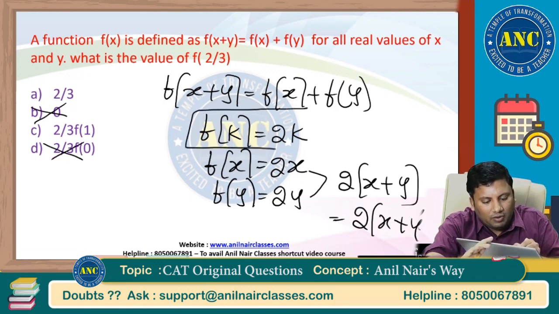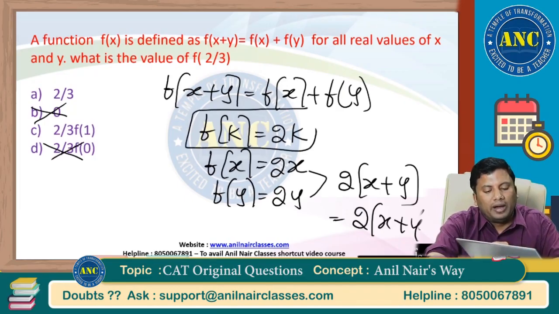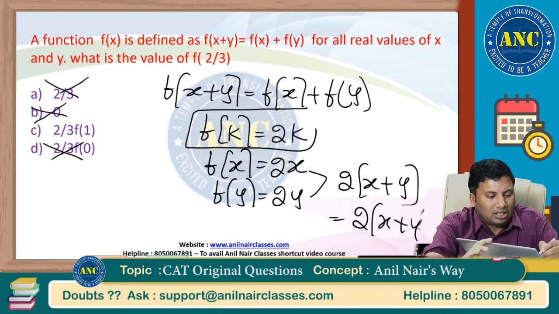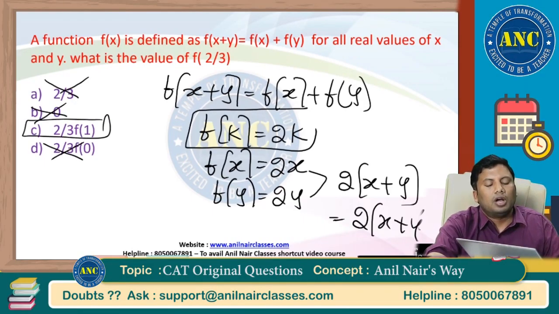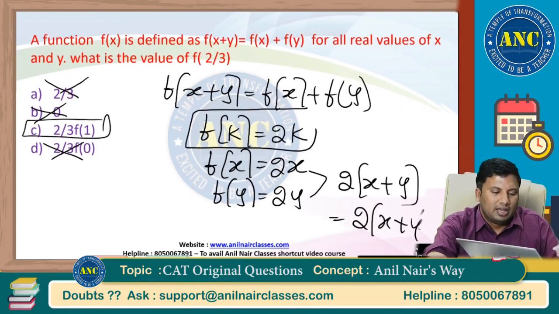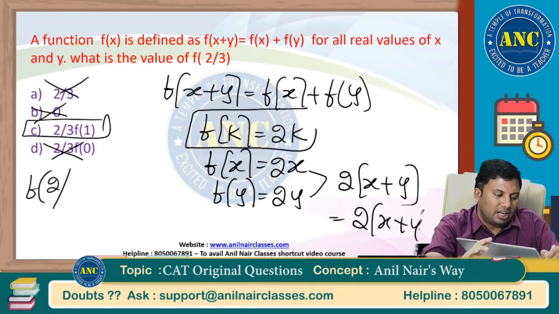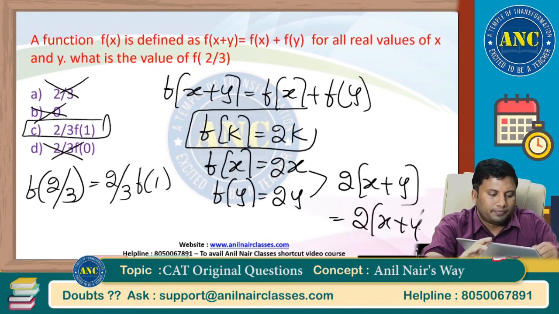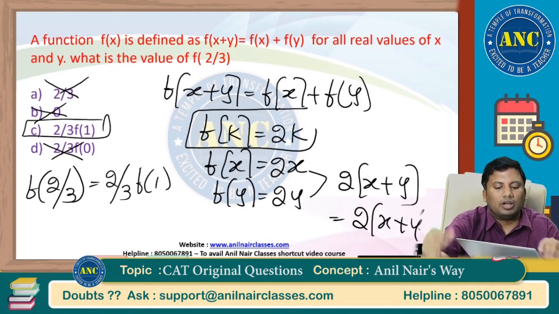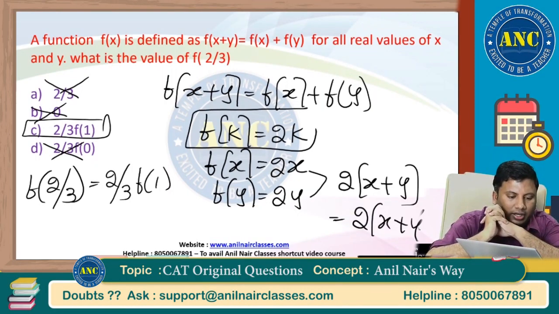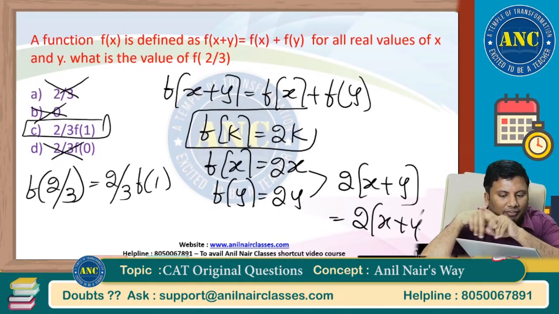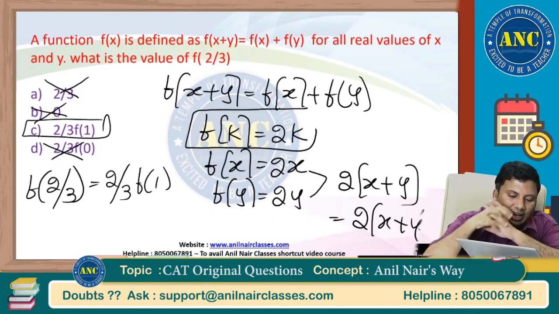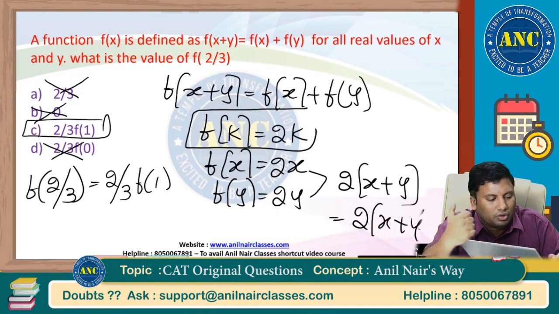f(k) is equivalent to 2k. f(2/3) equivalent to 2/3 is not possible. I hope it is clear. f(2/3): the answer is 2/3 times f(1). Yes or no? Right? f(1) is equivalent to 2. Is it clear? f(k) is equivalent to 2k.